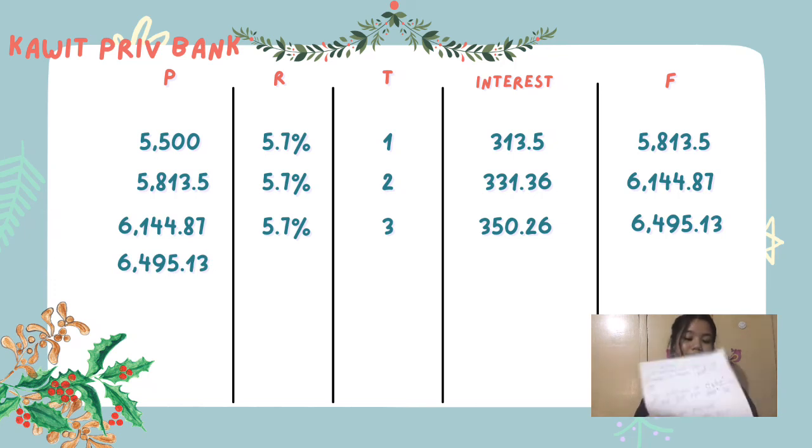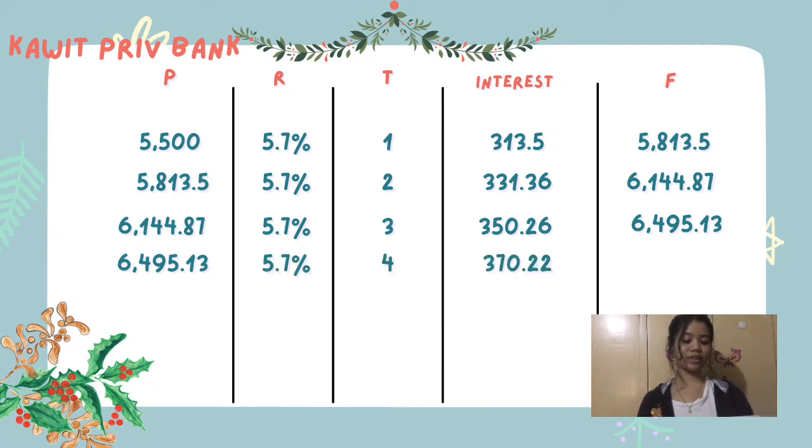And to complete this table, 6,495.12 plus 370.22 is equal to 6,865.34 pesos.